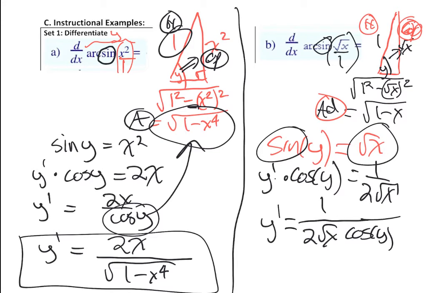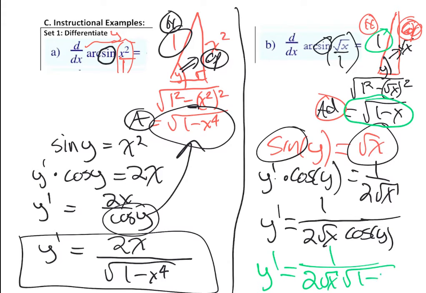Well, what's cos y worth? Cos y is worth that right there divided by 1 because it's adjacent divided by 1. So y prime ends up equaling 1 over 2 root x multiplied by the square root of 1 minus x. Okay, and that is your derivative. Now again, there is a whole other way to do these, but it involves memorizing all the formulas and using the chain rule. This way I find to be much simpler. But again, if you wanted to, you certainly could do that.